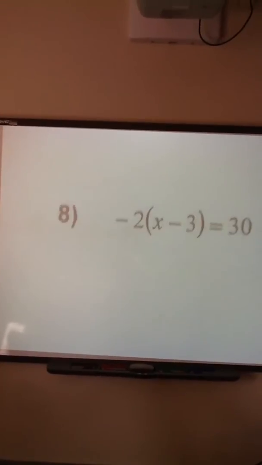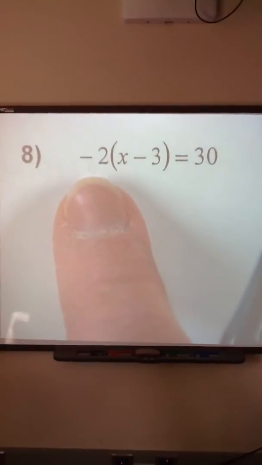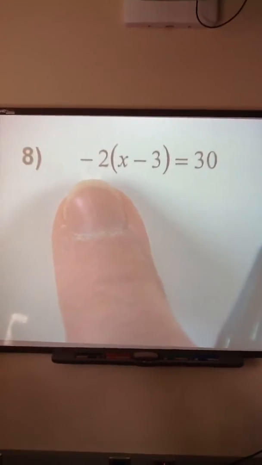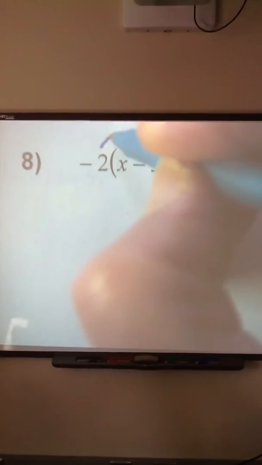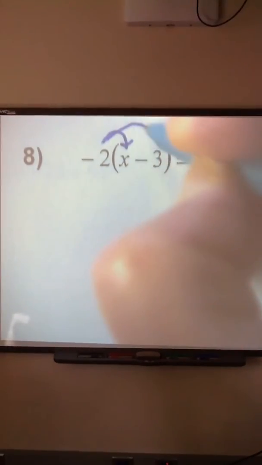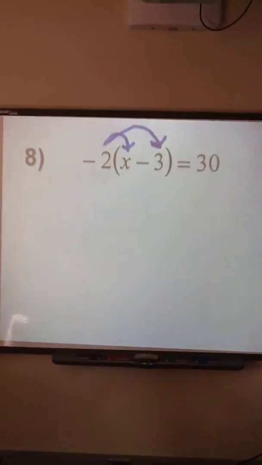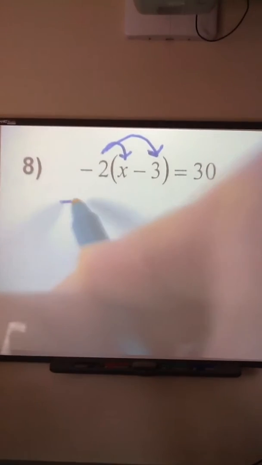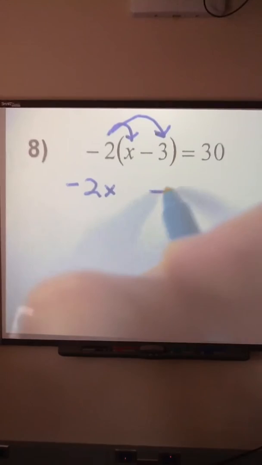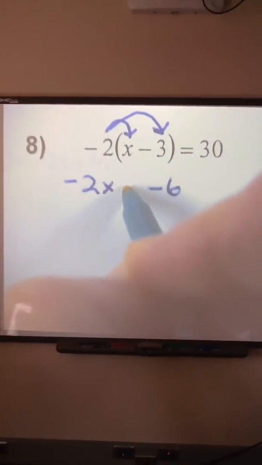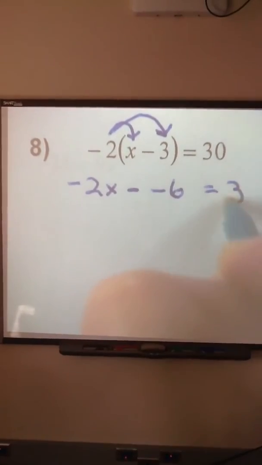The next one that we'll do will have a negative number. So we are going to do problem number 8. Now when multiplying by a negative number, you have to watch your signs. Again, distributive property, we are going to multiply this negative 2 by each term inside the parentheses. We're going to distribute that negative 2. So negative 2 times x is negative 2x. Negative 2 times 3 is negative 6. And then we have our subtraction sign in between, and that equals 30.